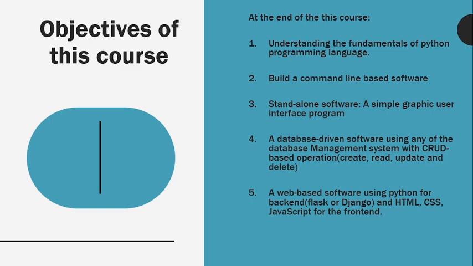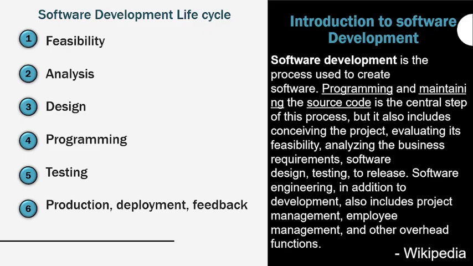So in this course, we are going to understand the fundamentals of the Python programming language, and we're going to learn how to build command line based software, standalone software like GUI software. There are also database driven software applications that have some functionalities like CRUD operations: create, read, update, and delete. These are functionalities we are going to incorporate into our GUI applications. Then we're also going to build web-based software using backend frameworks like Flask and Django, then HTML, CSS, and JavaScript for the front end. Okay, so let's move on now.